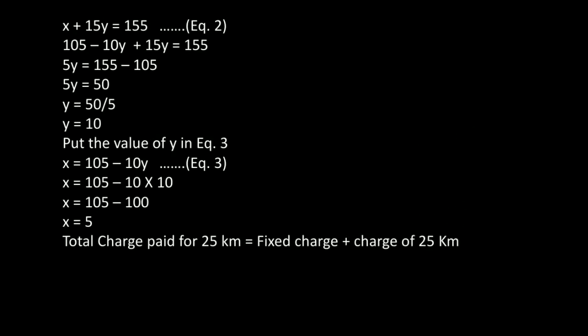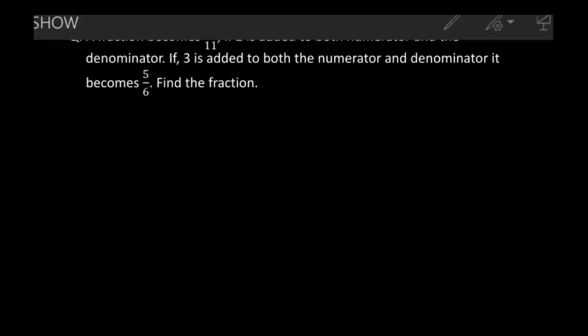Now total charge paid for 25 km equals fixed charge plus charge of 25 km. We know that fixed charge is x, charge of 1 km is y, so charge of 25 km is 25y. So total charge paid for 25 km equals x plus 25y. Now put the value of x and y. Value of x is 5 plus 25 into value of y, which is 10. It means 5 plus 250 equals 255.